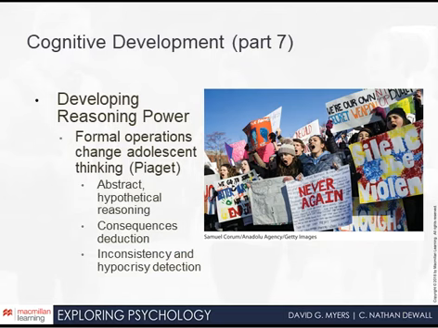So, looking further at cognitive development, let's look at reasoning power. Formal operations change adolescent thinking, according to Piaget. So abstract, hypothetical reasoning can occur now. We have consequence deductions: if I do something, these are the possible consequences of my actions. We have inconsistency and hypocrisy detection. So here, you can see the inconsistencies in someone's argument, and you can also realize when someone is being a hypocrite. This is part of developing our reasoning power, our ability to tease apart arguments that people may present to us and understand what the truth may be from our perspective.